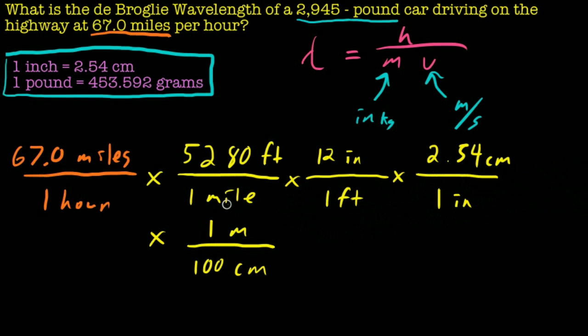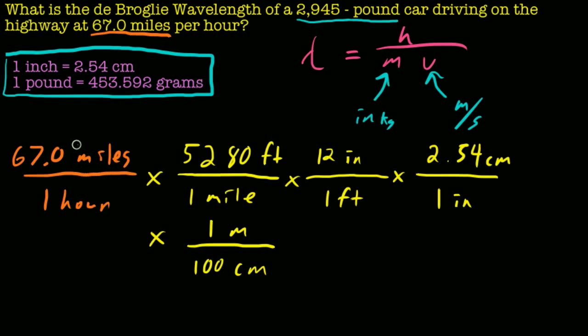So anyway, the important thing to realize right now is that we've converted all of the measurements of length. But now we have to do the same thing for time, right? Because what do we have right now? If we were to cancel out all of our units, miles with miles, feet with feet, inches with inches, centimeters with centimeters, we would be left with meters per hour. So now we have to work on converting these hours into seconds.